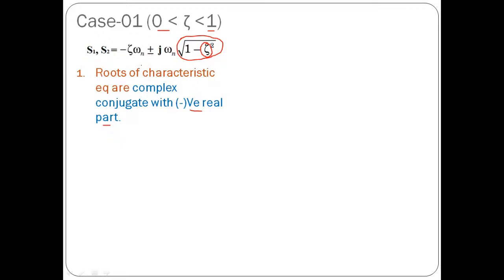Why have we written this statement in this case? Because the value of zeta is between 0 to 1. The moment we put the value of zeta between 0 to 1, the roots of the characteristic equation are complex conjugate with negative real part.